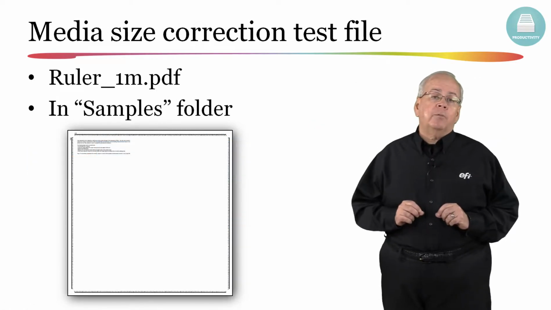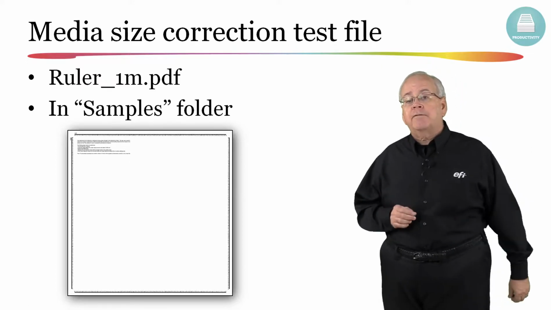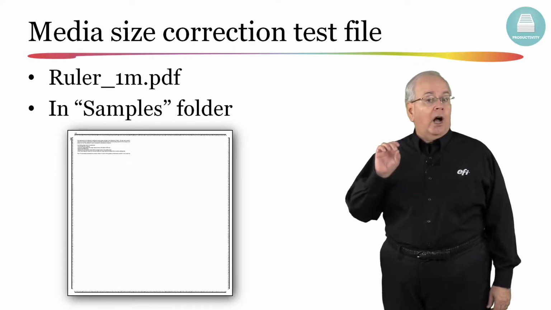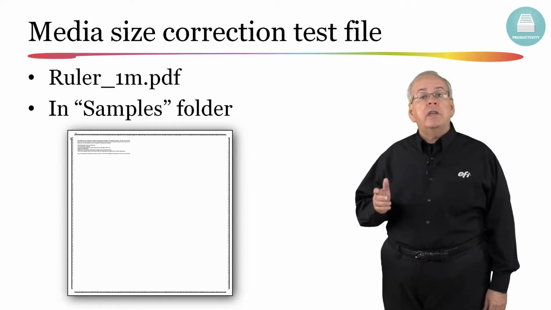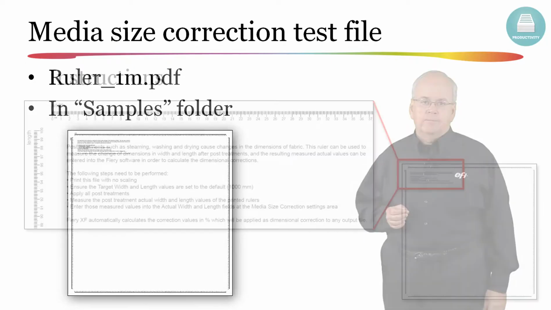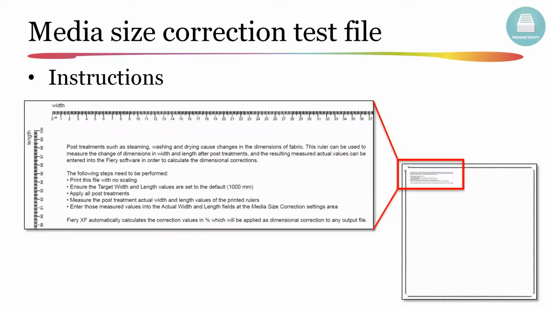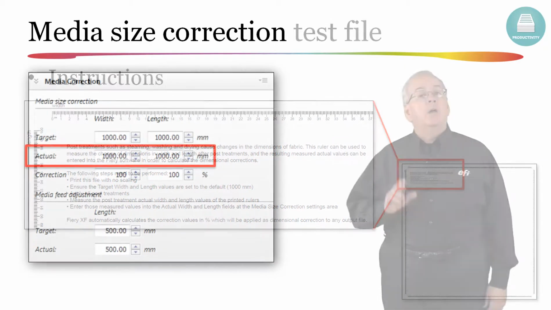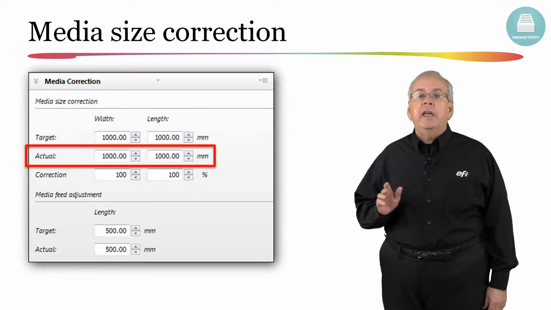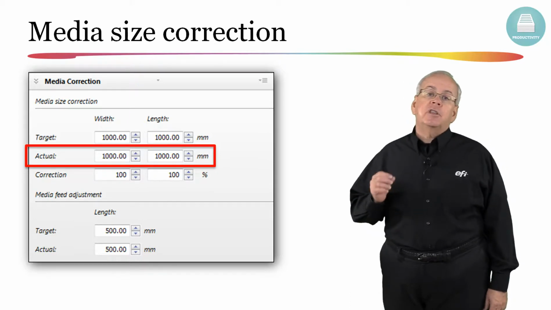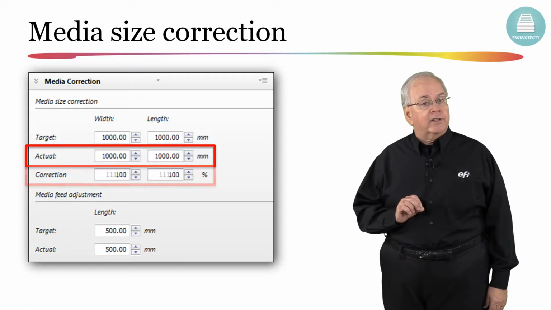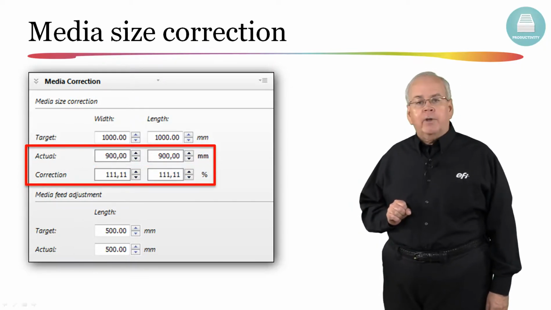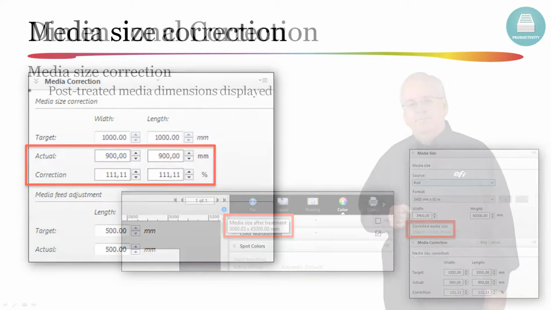To help you with your setup, we have included a new test file in version 6.5. The file is named ruler_1m.pdf and can be found in the samples folder within the Fiery XF client folder. The instructions on how to use the test file are printed in the upper left-hand area of the file itself. Print the file, post-treat it, and enter the measured dimensions into the media correction pane located on the Media tab for your output device, and your Fiery Pro Server or Fiery XF system will take care of the rest.